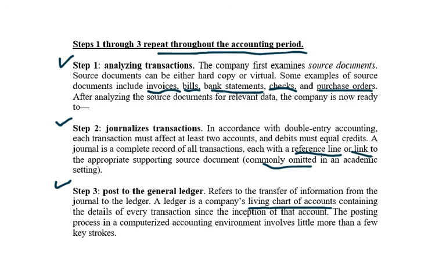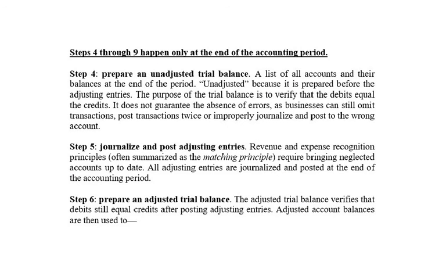It's repetition right there. Now, for the last remaining steps, 4 through 9, these only happen at the end of the accounting period. So now we've gotten to the end here. So we're at the end of the month. Usually that's what we're talking about, end of the month. So your first step is going to be to prepare what we refer to as an unadjusted trial balance. It's unadjusted because we haven't done our adjusting entries yet. It's our first glimpse to make sure that debits equal credits. That's all you're verifying there.